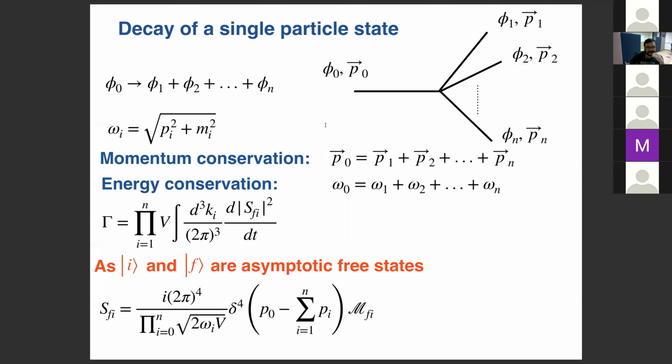Let's review first the simplest thing about these decays, which is the decay of a single particle state in quantum field theory. Let's say we have this phi naught, which is the decaying particle. And let's suppose that there is a theory where it decays into these other phi 1, phi 2, etc. Then here we have the Feynman diagram. And we know that one condition that needs to be satisfied for the decay to occur is that the momentum and the energy must be conserved, right?